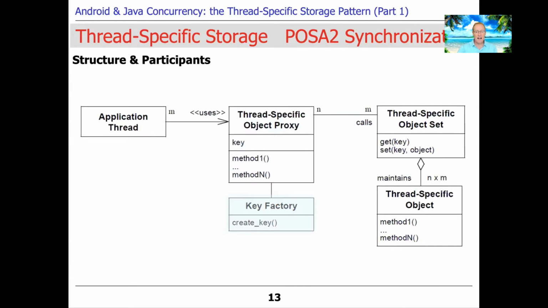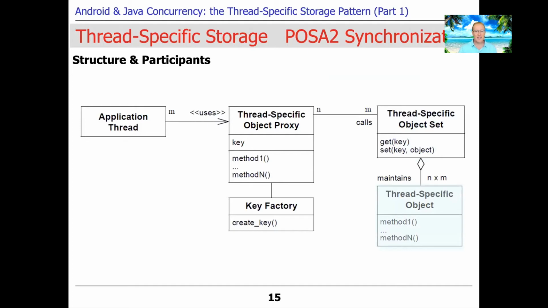There's something called a key factory that's used to make the underlying keys, which are used to identify how things work. That's also kind of handled by the thread local class in Java. There's something called the thread-specific object set, which is going to have this mapping from keys to local objects. And that's used in the context of Java by something called thread local values, which is going to basically be a special container or collection that keeps track of these mappings.